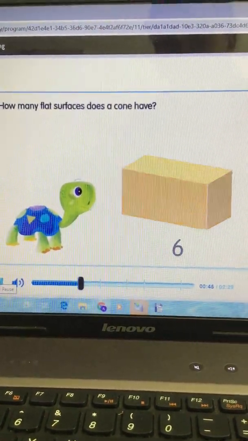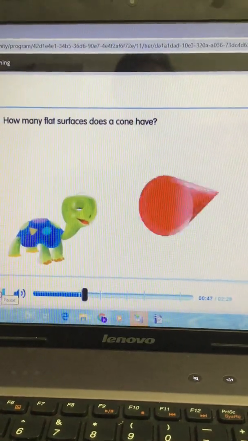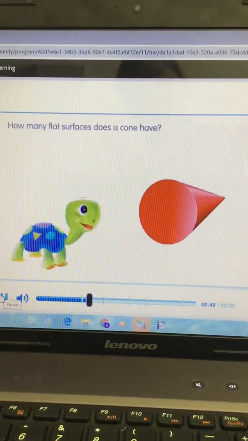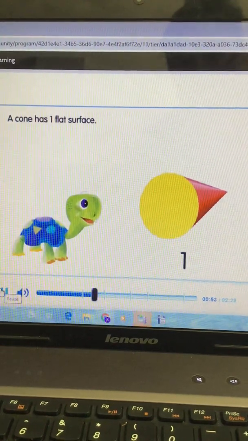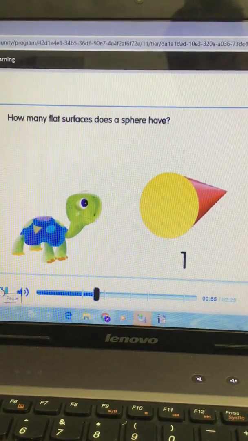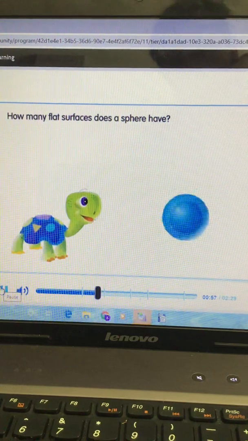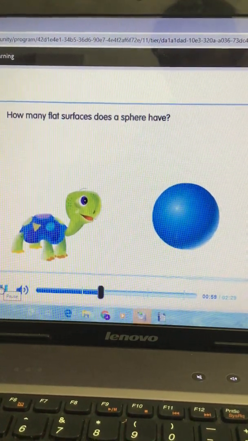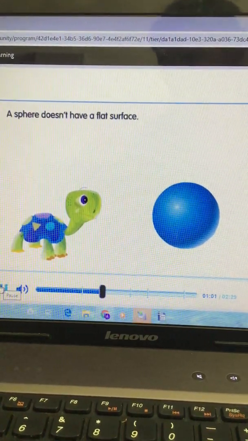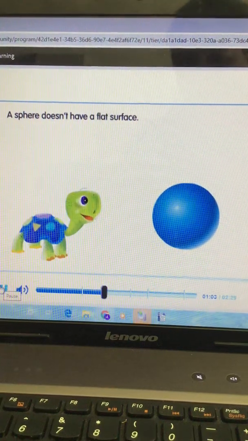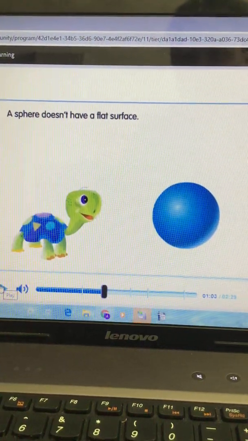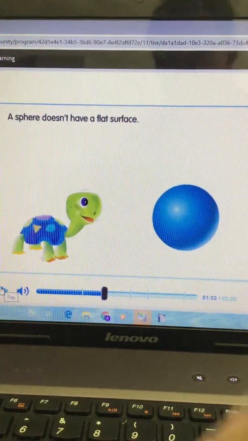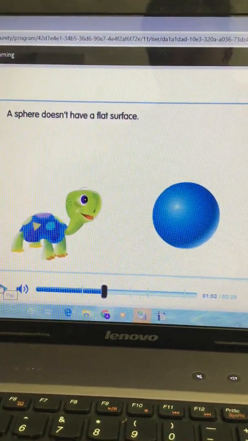How many flat surfaces does a cone have? A cone has 1 flat surface. How many flat surfaces does a sphere have? A sphere doesn't have a flat surface. Remember, the sphere is completely round. No points, no flat surfaces.